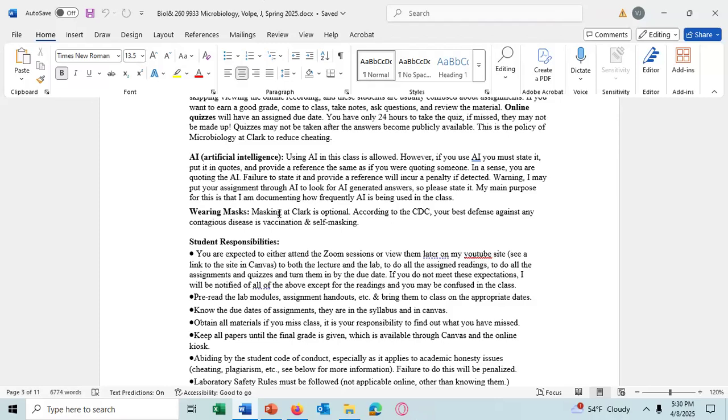Another reason is I kind of want to know how many students are using AI in the class. I'm expecting over time that more and more students will use AI. And so I'm just wanting to, I don't know, document that. Like I said, you can use AI for your answer, but always put it in quotes and state where you got it.